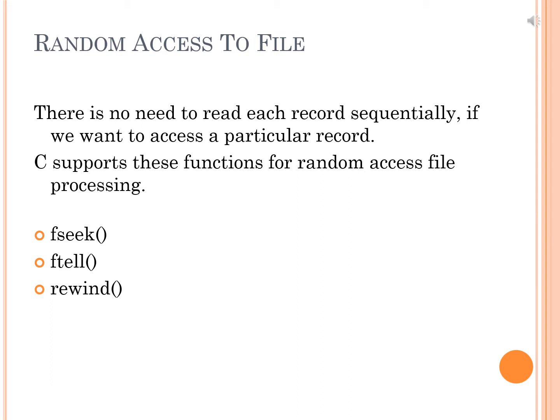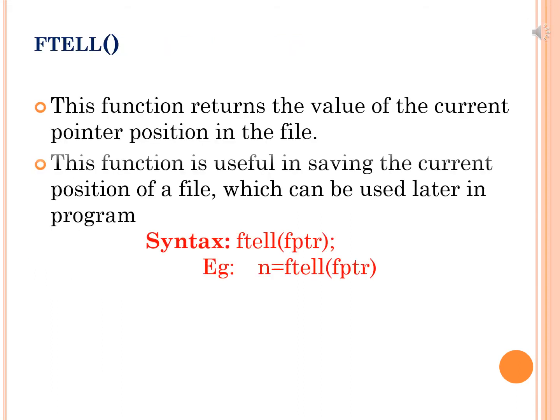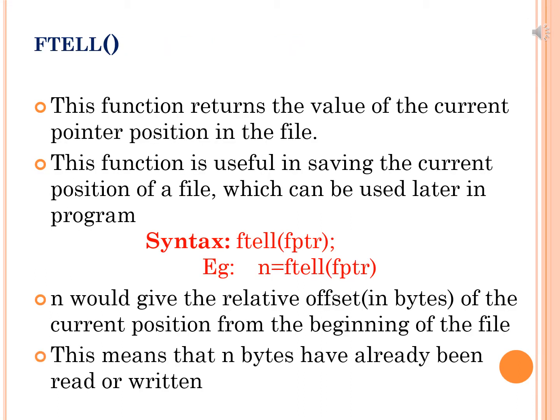The different operations or functions that we are having are fseek, ftell and rewind. We will see the operations in detail. The first function is the ftell function. It returns the current position of the file pointer in the file. This current position can be saved for later purpose in the program.